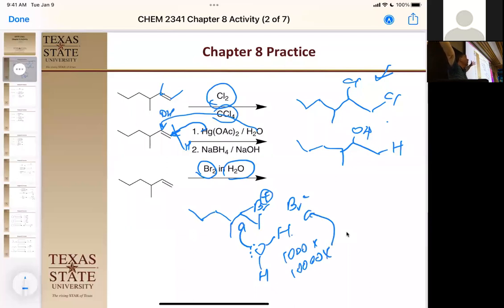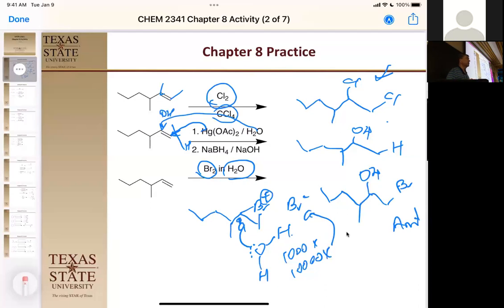So it's going to react quickly, and it's going to react on the more electropositive side, which is the more substituted side. So our product is going to be OH and Br, again anti-addition, but again we have free rotation there, and so we're going to get a mixture of isomers at this stereocenter right there. Okay, questions on that?